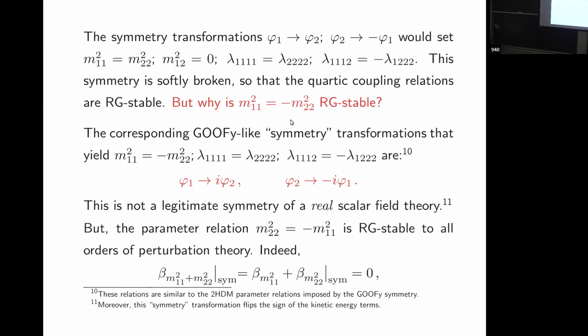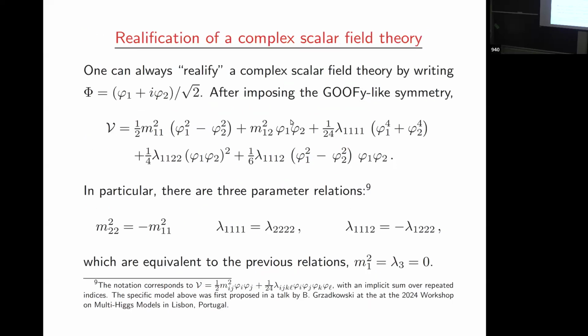And so now we can ask the question, again, these two parameters. Now you can calculate the RGEs in the realified theory. Of course, you get exactly the same answers as we had before. And again, these parameter relations are a consequence of a softly broken symmetry, but this relation has no symmetry explanation so far here.